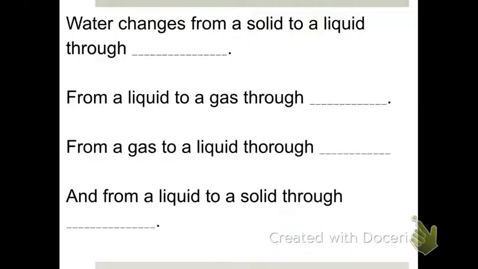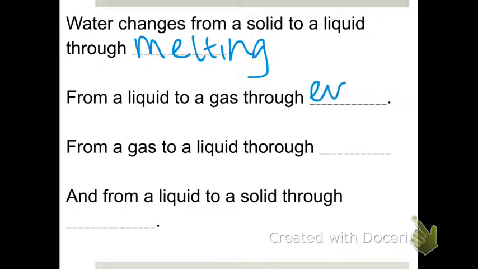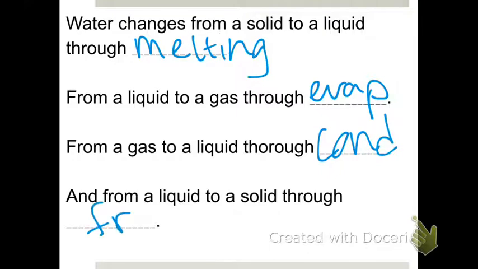A solid to a liquid through melting. And don't write all of these down. If you know them, skip it. But if there's one of these words that as I'm explaining it, you forgot what it was, then write that particular one down. So solid to a liquid through melting. It goes from a liquid to a gas through evaporation. From a gas to a liquid through condensation. And from a liquid to a solid through freezing.